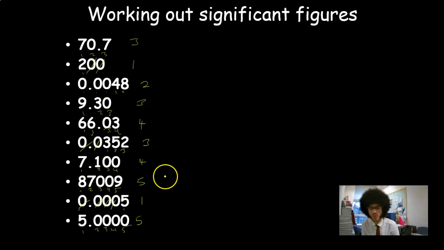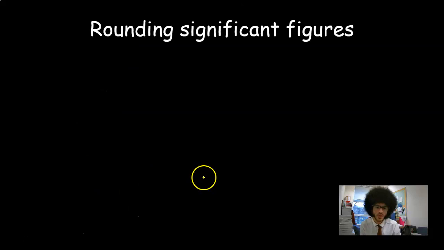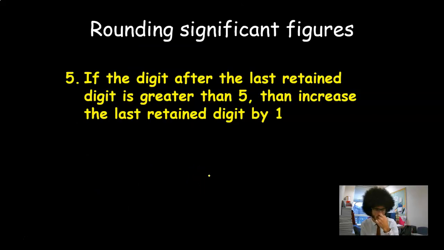And the final thing I want to talk about is how you round significant figures, which can be quite tricky. Now, when you're rounding significant figures, there's 2 rules that you need to follow. So the first rule is, if the digit after the last retained digit is greater than 5, then you increase the last retained digit by 1.